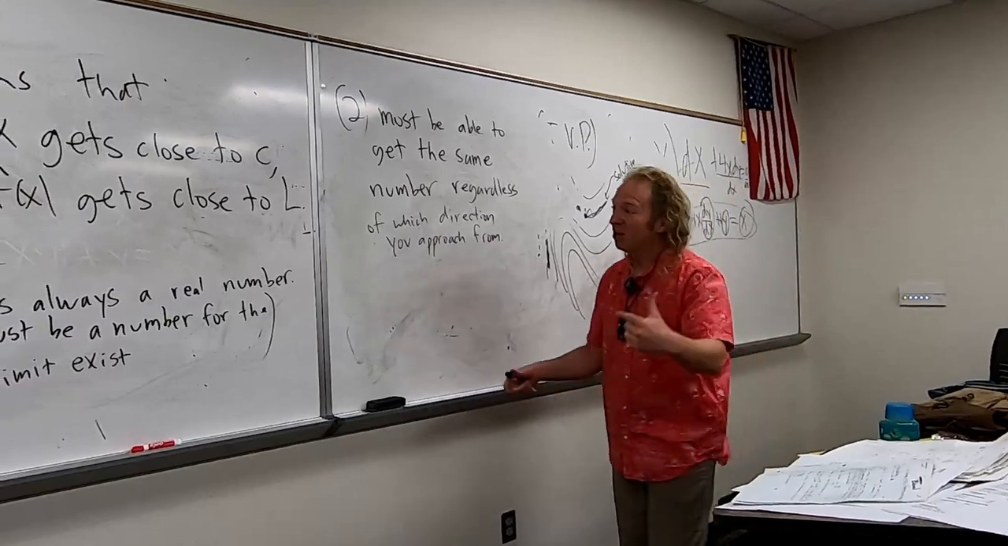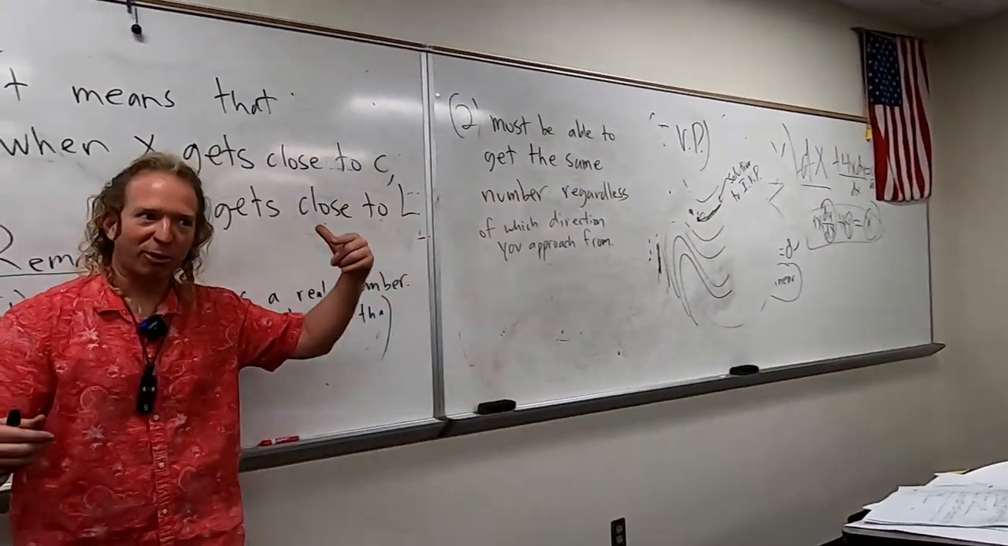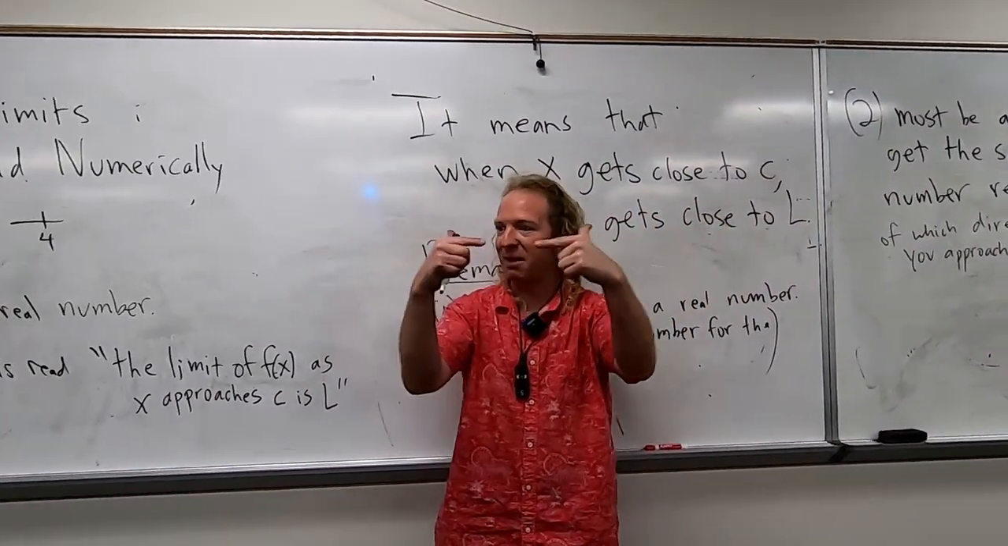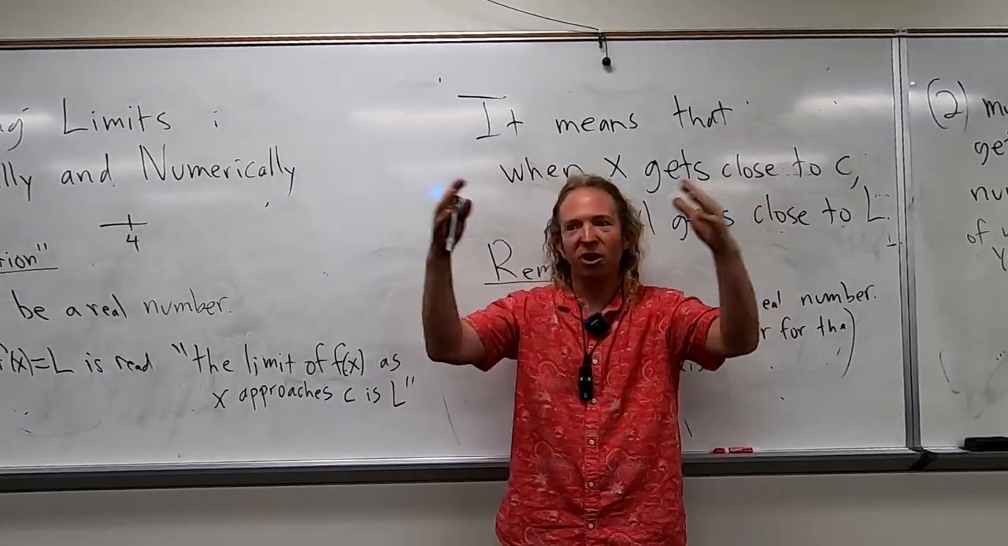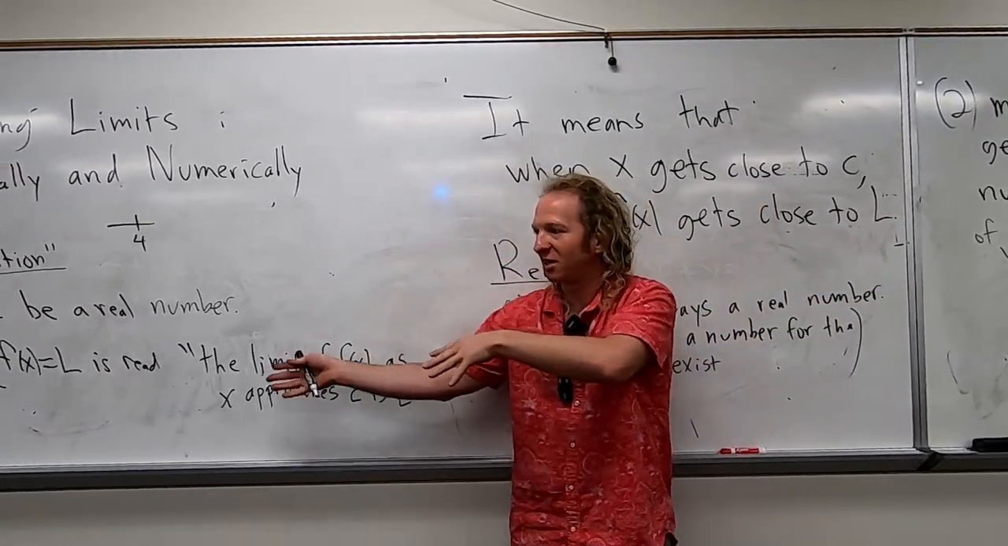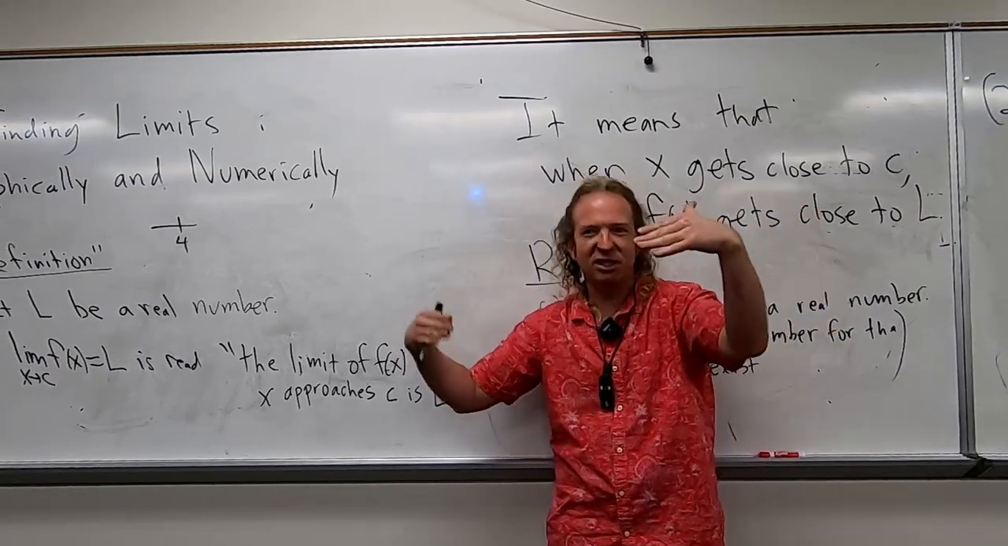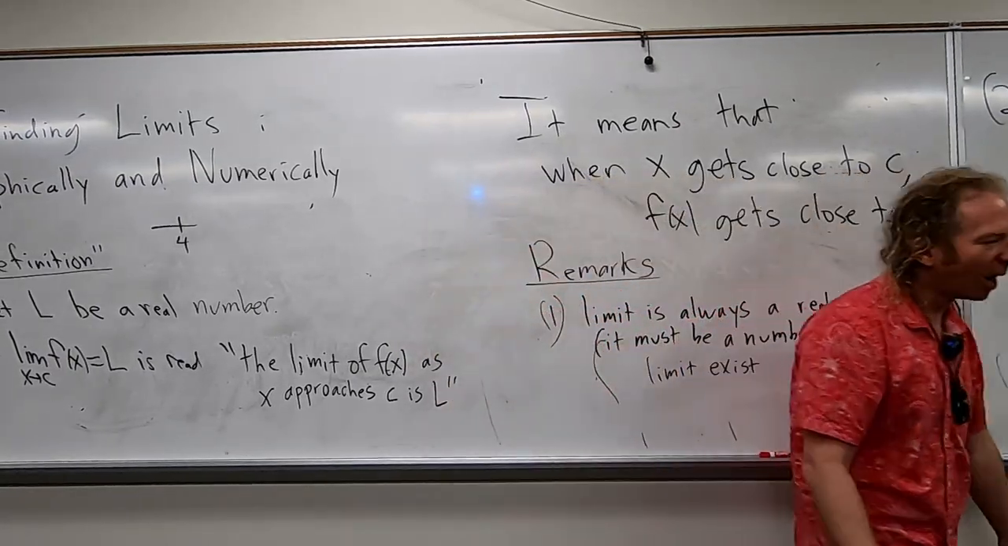It's ridiculous. So whenever we're taking limits, we're gonna approach from the left and from the right. We have to get the same number. So like if you get 5 and you get 2, not the same number, so the limit does not exist. So for the limit to exist, you have to get the same number from both sides, right?